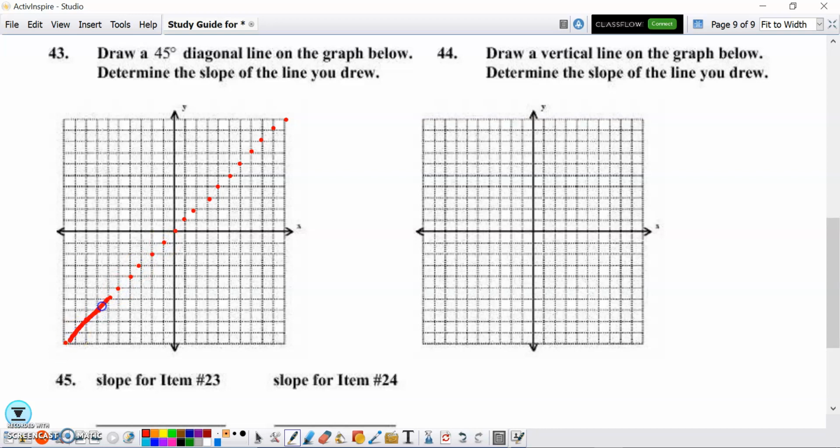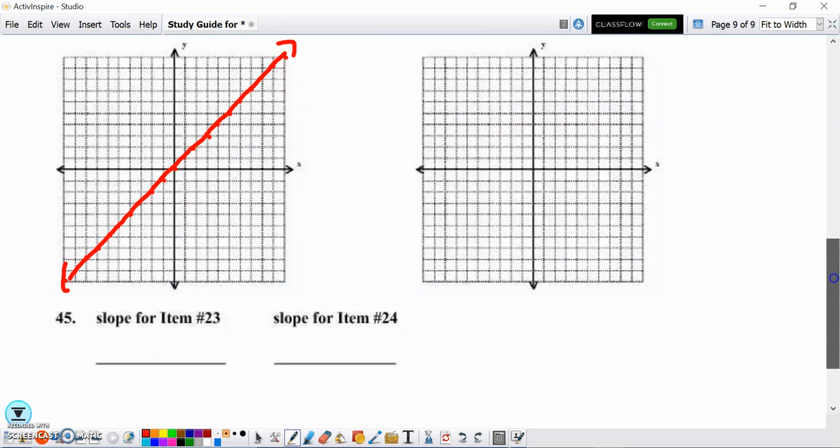Okay, so I'm just going to draw this like this. Okay, and I've already said that it's 1 over 1, so the slope of that is 1 over 1, rise over run, or just plain old 1.